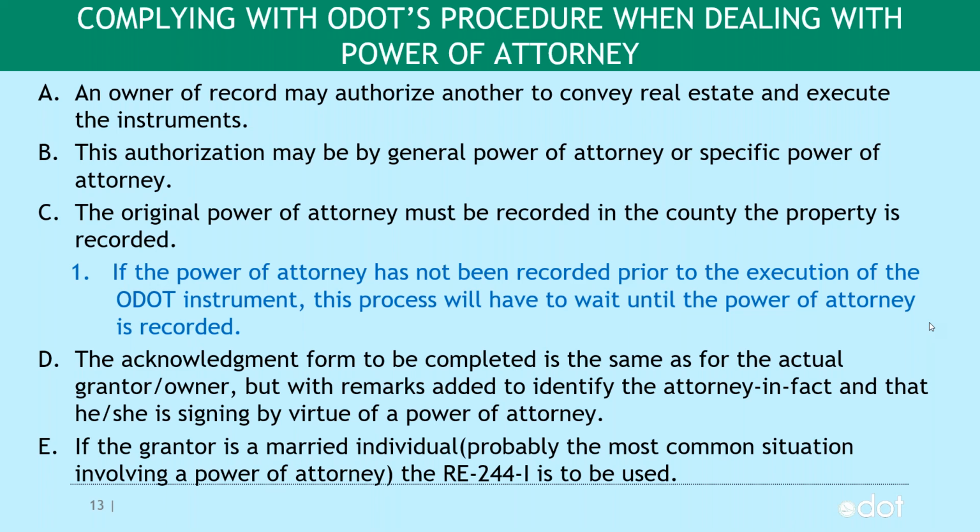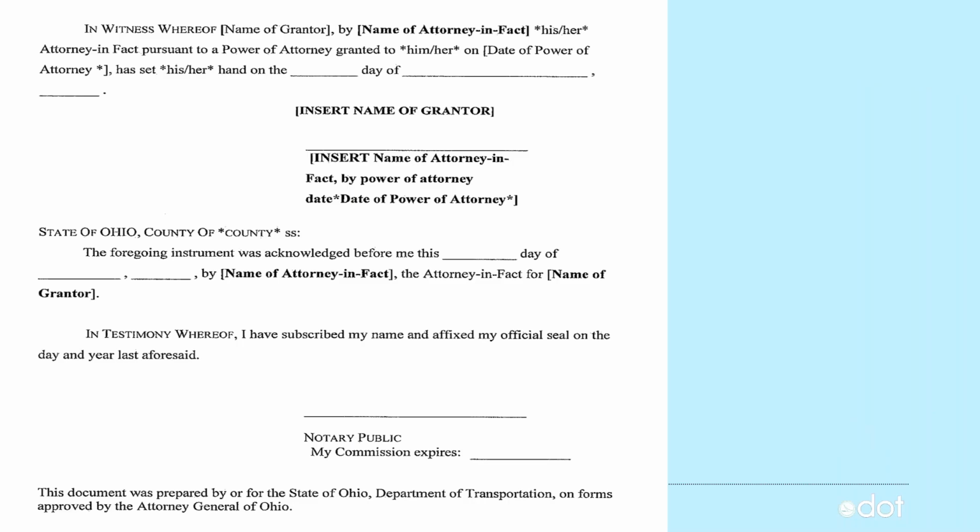The acknowledgement form to be completed is the same as for the actual grantor owner, but with remarks added to identify the attorney in fact, and that he or she is signing by virtue of a power of attorney. In other words, they're not signing in their own name, they're signing on behalf of somebody. If the grantor is a married individual, probably the most common situation involving power of attorney, the RE 244-I, excuse me, is to be used. And we have an example of that. The name of the grantor by the name of the person holding the power of attorney that has the power to do that.